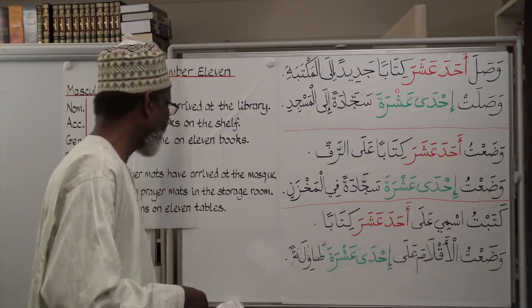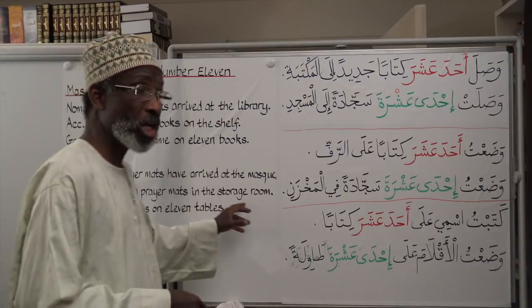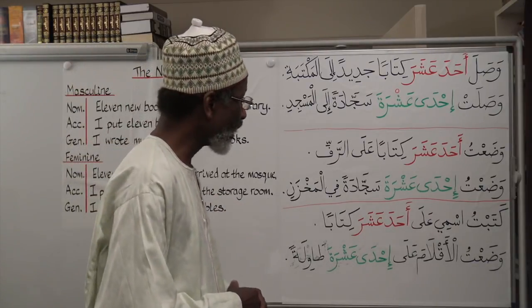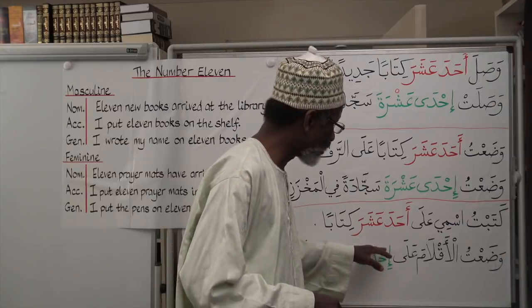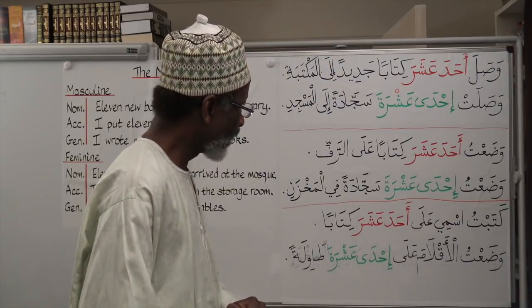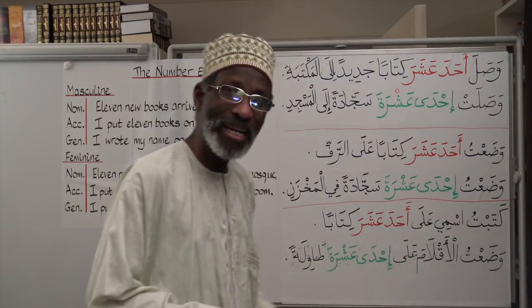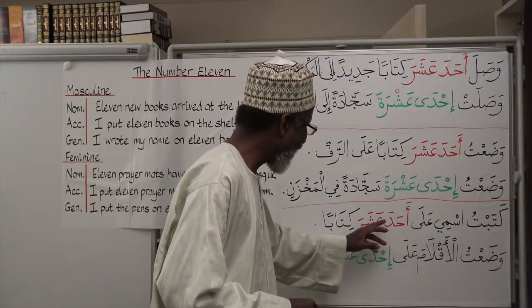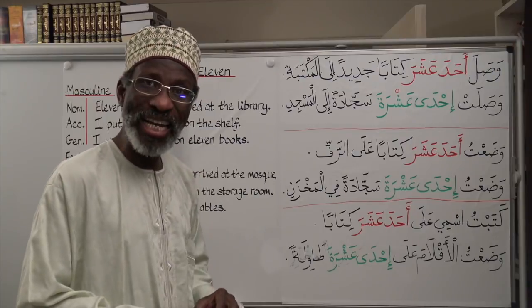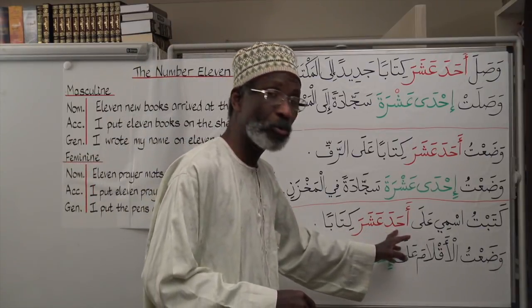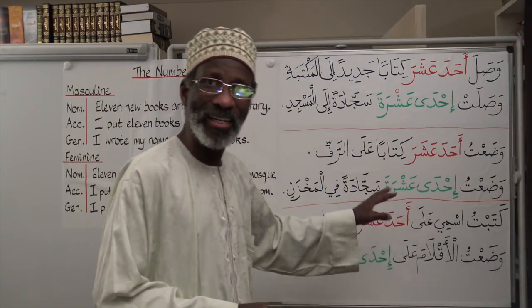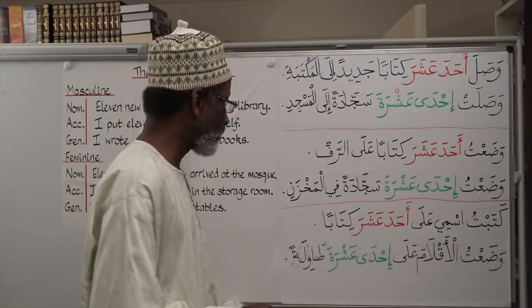Fil makhzani, in the storage room. Let's look at the genitive position. Here, katabtu ismi, I wrote my name, ala ahada ashara, on 11. This is the genitive position. Nevertheless, it's still carrying fatha, fatha.